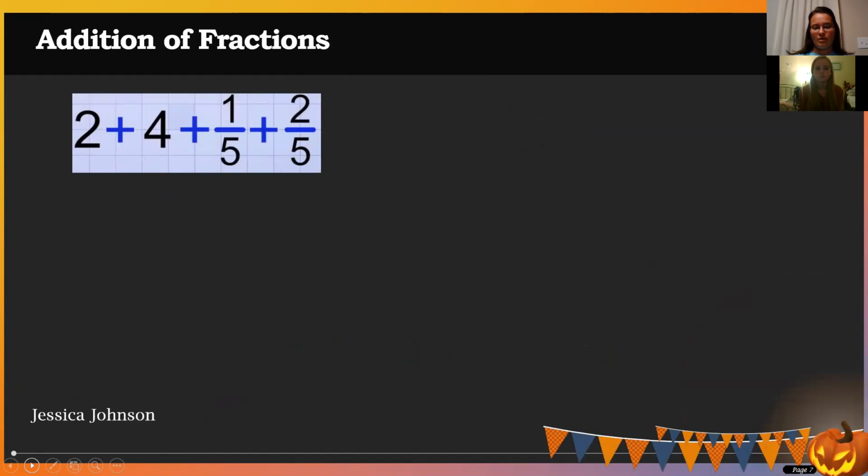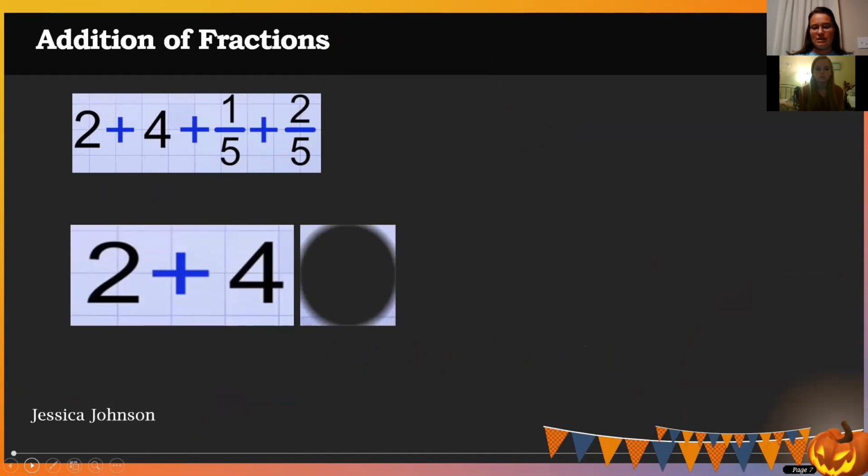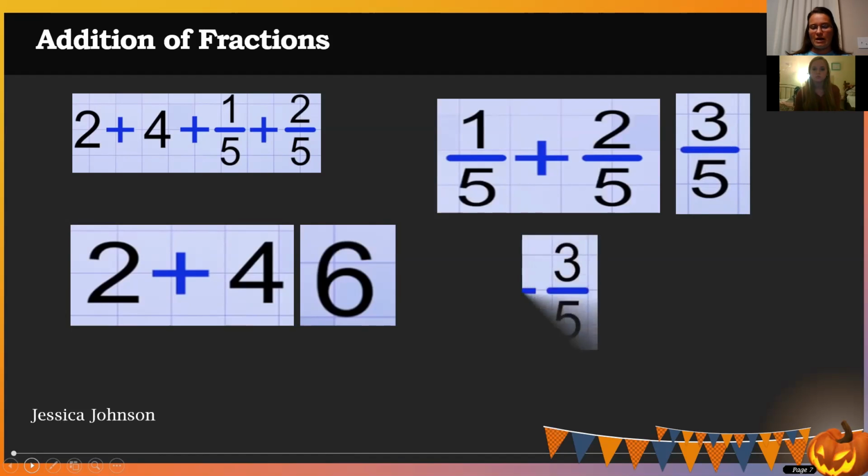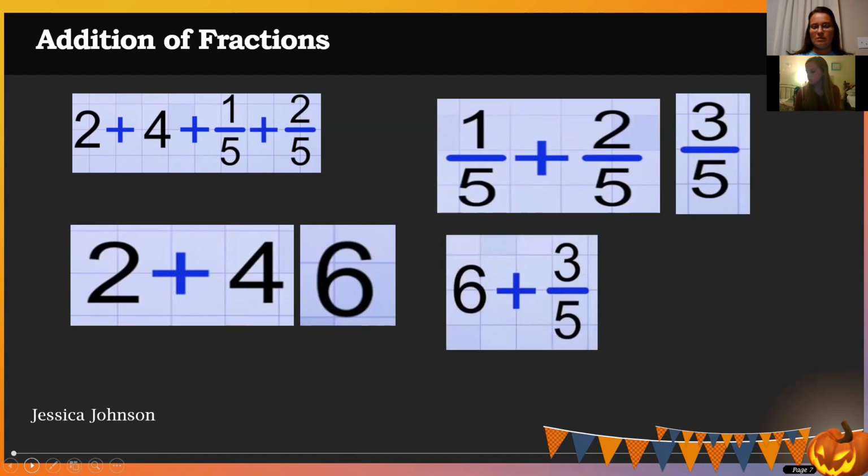Here's the problem we're working on. Add your whole numbers: 2 plus 4 equals 6. Add your fractions: 1/5 plus 2/5. We've already learned that if our fractions have like denominators, you only need to add the numerators. 1 plus 2 equals 3, leaving us with an answer of 3/5. Add your whole number 6 to the fraction 3/5, and we get a mixed number fraction of 6 and 3/5.